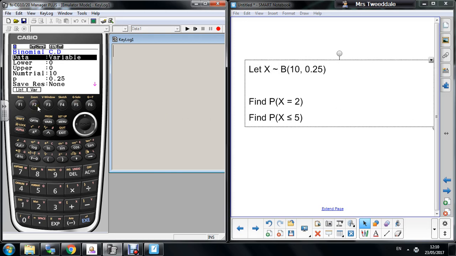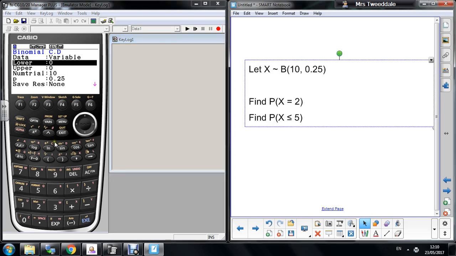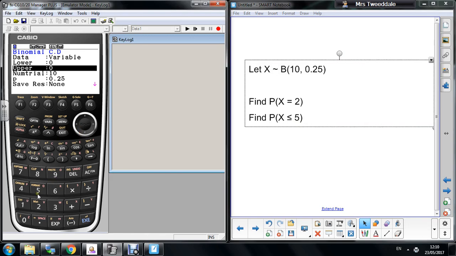And when I go in there, it should already say variable. And you'll notice it's already remembered that we're doing a question to do with 10 for n and 0.25 for p. So you shouldn't need to put that in again. So all I need to do is put in my lower and upper. Now lower is always going to be 0 because I'm going from 0 up to 5. And my upper is of course 5. So I type that in, push execute, and there's my solution.